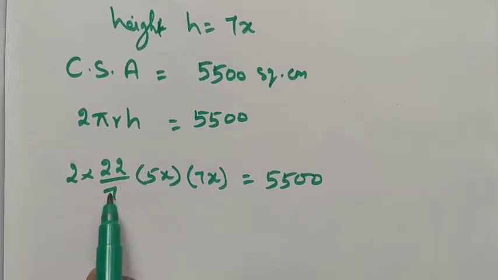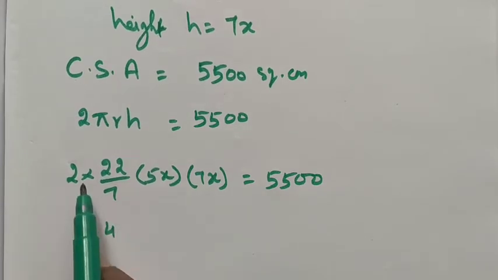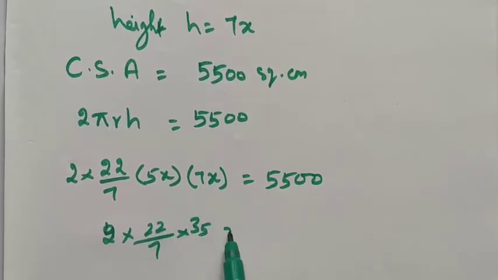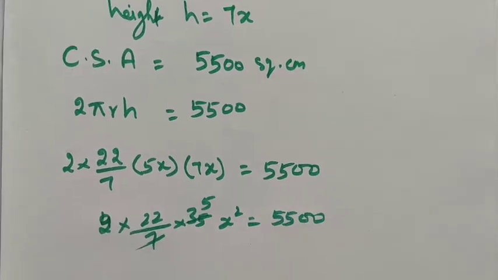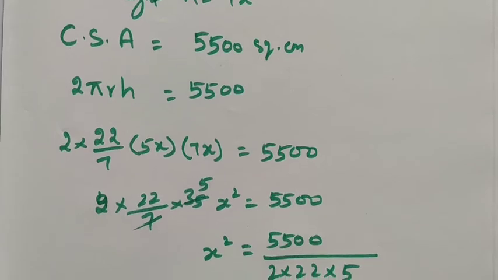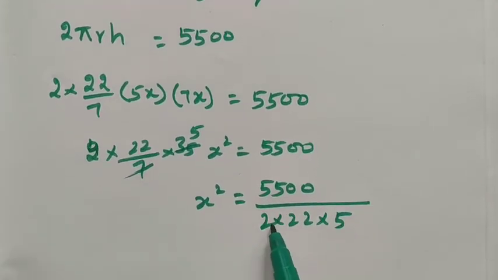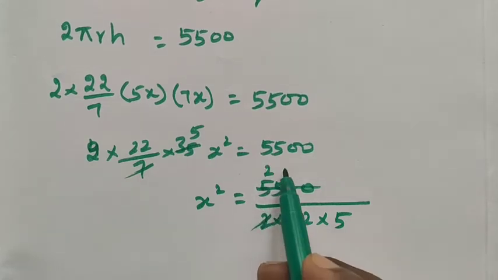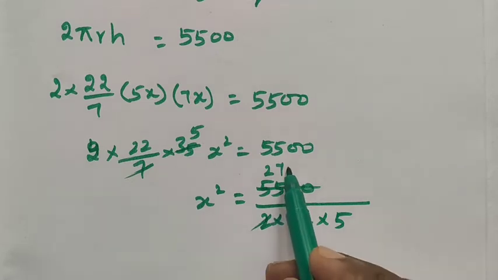Equal to 5500. Now let me take it as it is, 2 into 22 divided by 7, 5 7s are 35, x into x, x square is equal to 5500. I want to find what is the x value. So x square is equal to 5500. It is all in the numerator, so I take the denominator, 2 into 22 into 5. If you divide this term by 2, we get 2 2s are 4, and then 15, 2 7s are 14, and then 50.